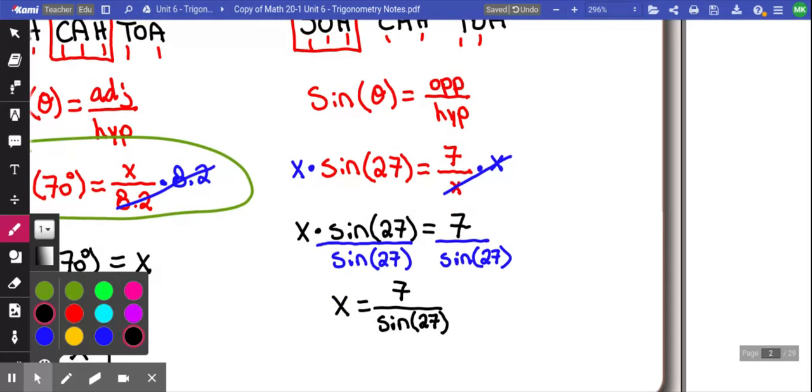Like that. You can put that in your calculator. When you go 7 divided by sine of 27, you get 15.4.